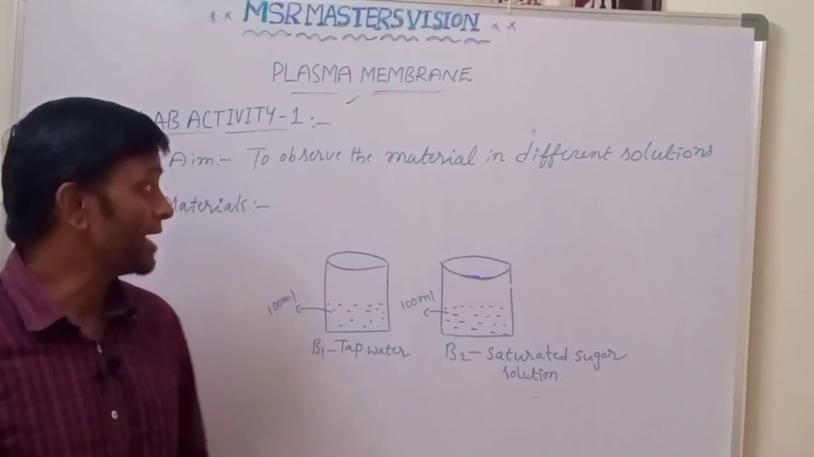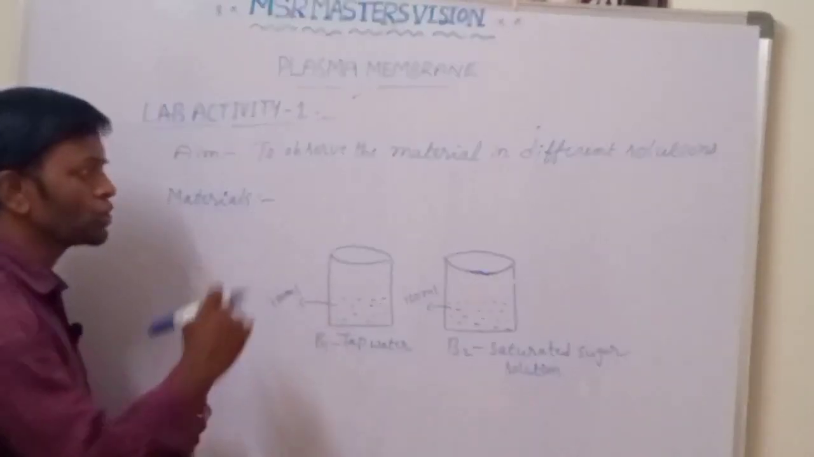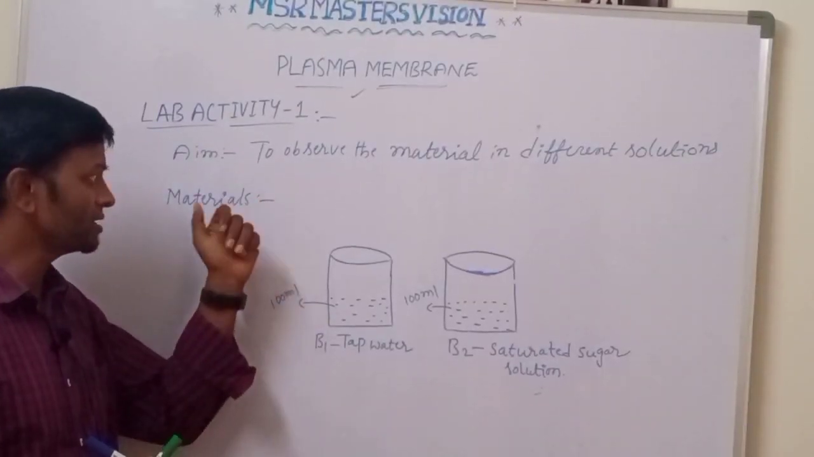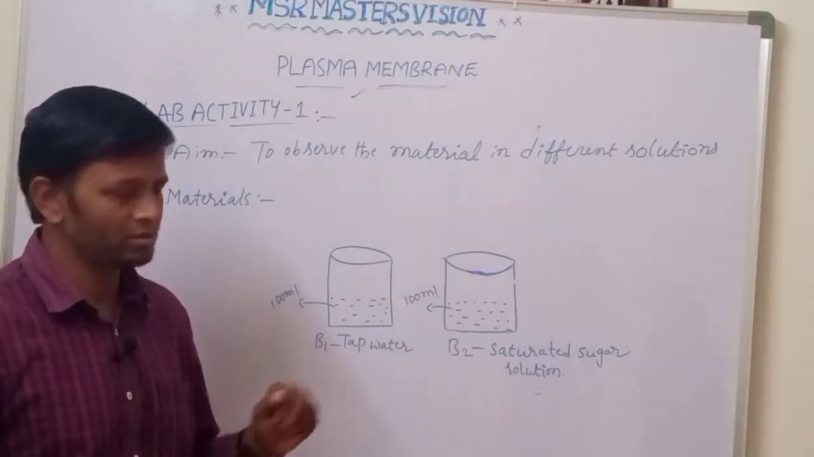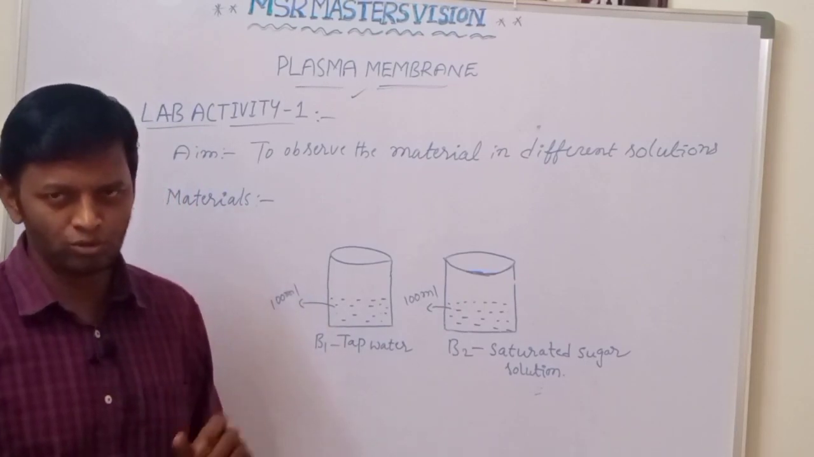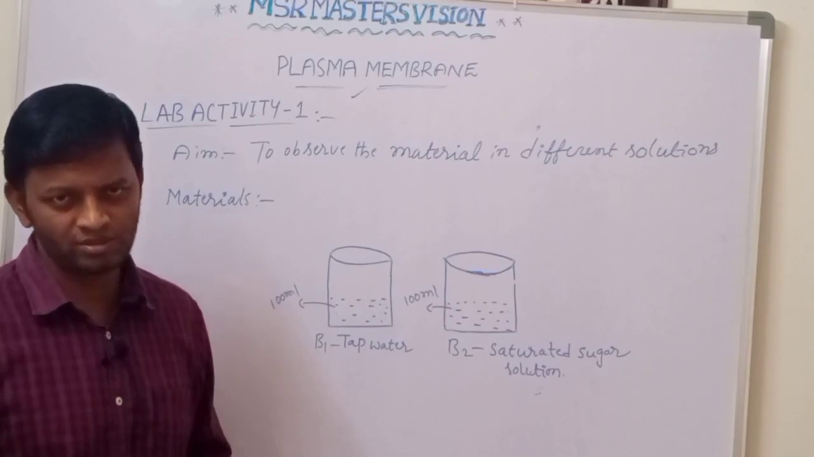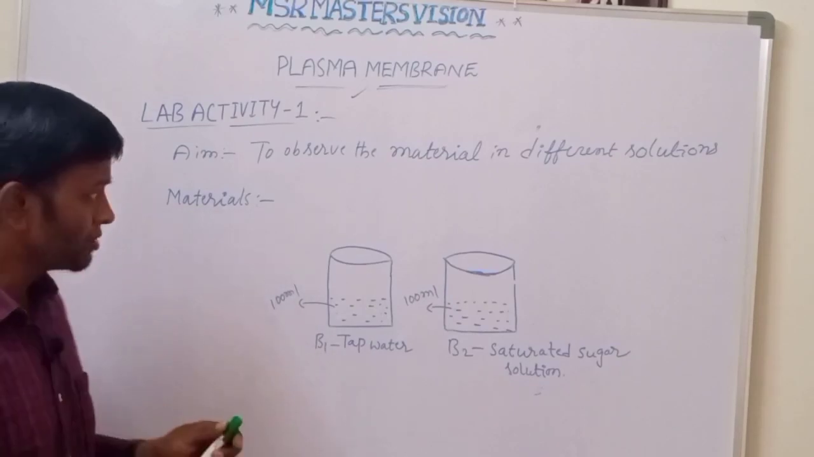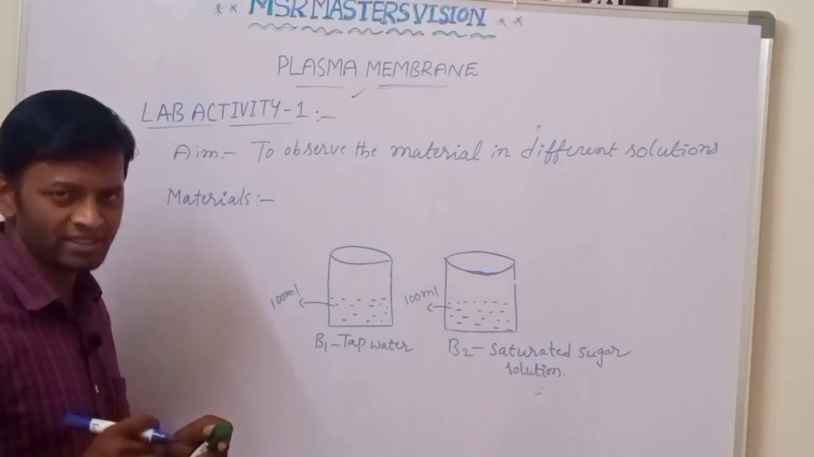Now we'll discuss lab activity 1. If you take lab activity 1, what is the aim of lab activity 1? The aim is to observe the material in different solutions. For doing this activity we need to take different solutions. What materials are required for doing this activity?